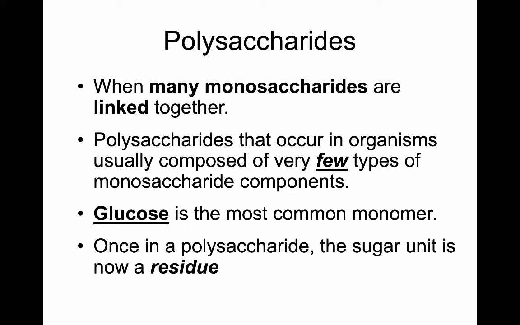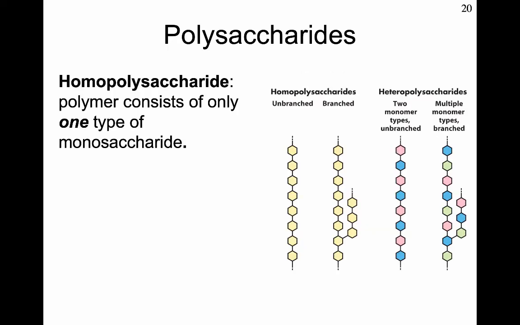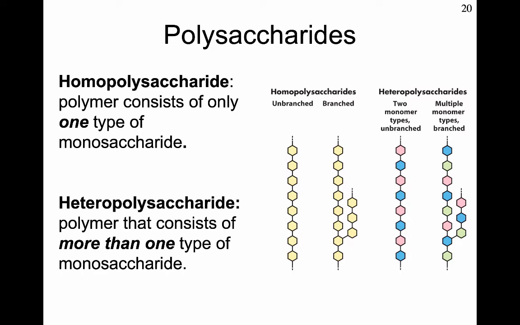And in a polysaccharide, we call that sugar unit a residue, similar to how we call the amino acids in a protein residues once the amino acids are actually connected together in a protein. There's homopolysaccharides. These consist of one type of monosaccharide, and again, normally it's glucose. And then there's heteropolysaccharides, and that's a polymer that consists of more than one. So it's usually glucose and some other monosaccharides such as galactose.